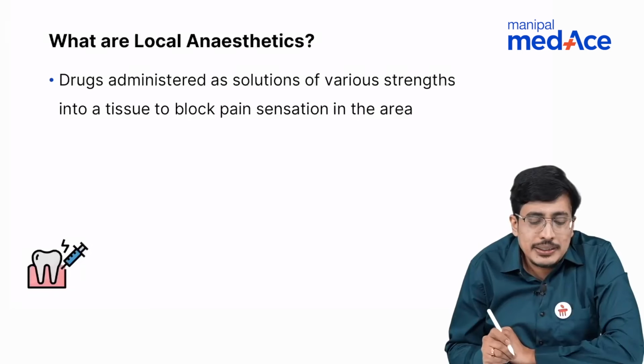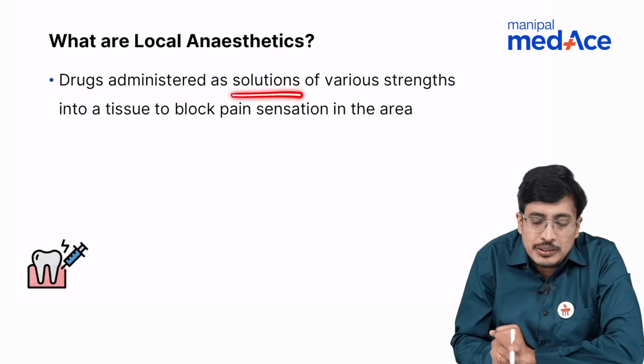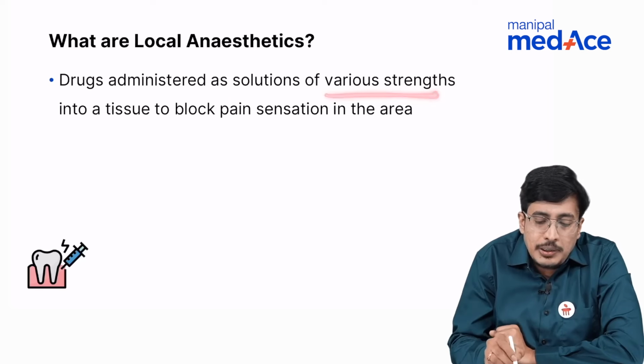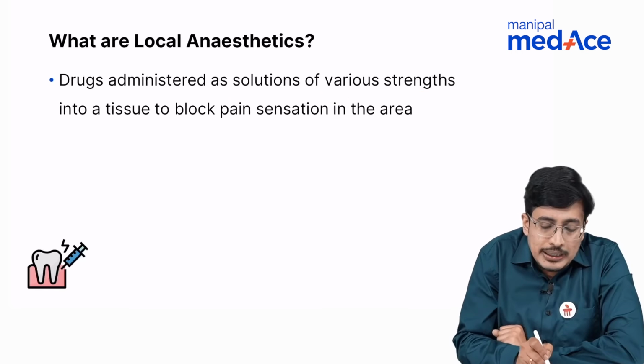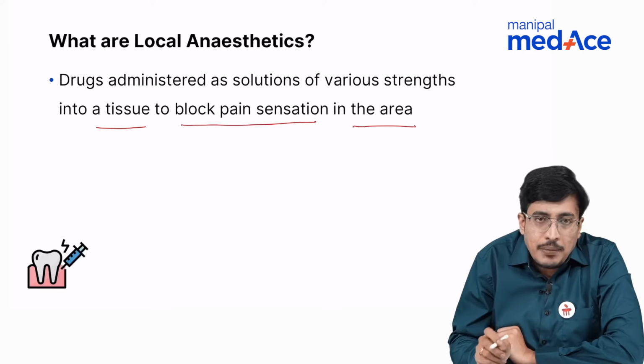What are local anesthetics? Local anesthetics are the drugs given as solutions of various strengths into a tissue by an injection or a block to block the pain sensation in the supplied area.